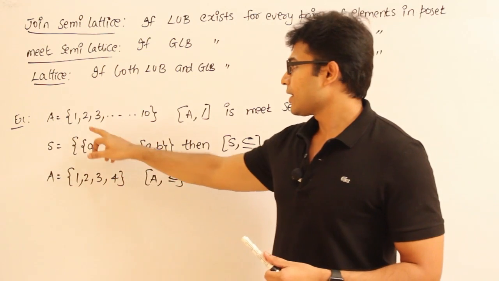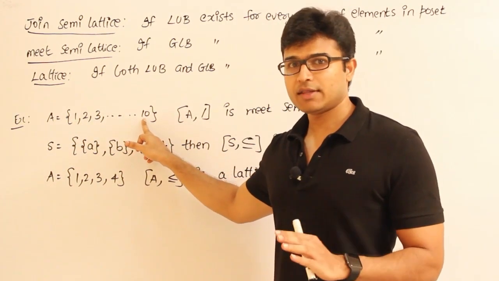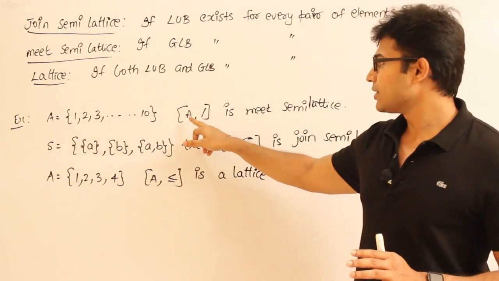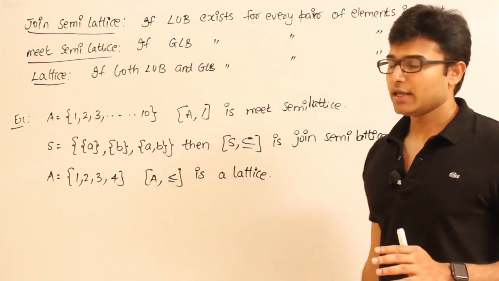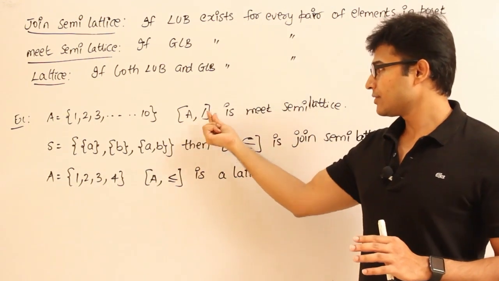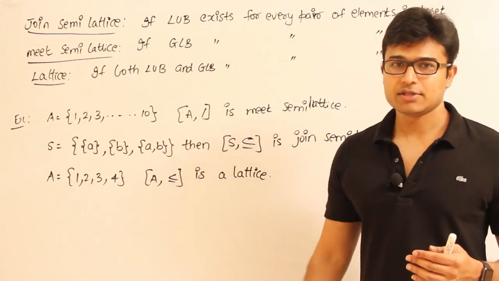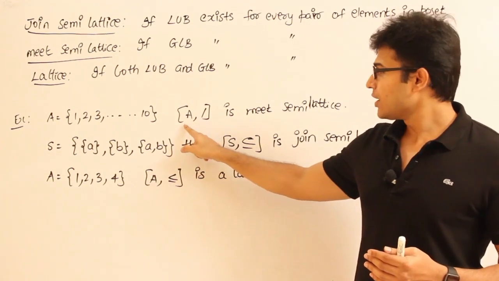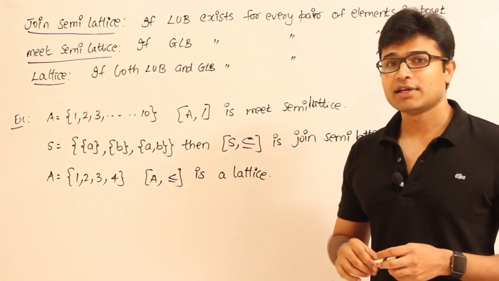See this one, capital A equal to 1 2 3 4 5 6 and so on up to 10, which means we have 10 elements here. Then they are saying A comma divides, so it is a set, and a relation is defined on that, and this relation is a partially ordered relation, therefore it is a poset. Now this poset is a meet semi-lattice. Okay, don't get confused here.